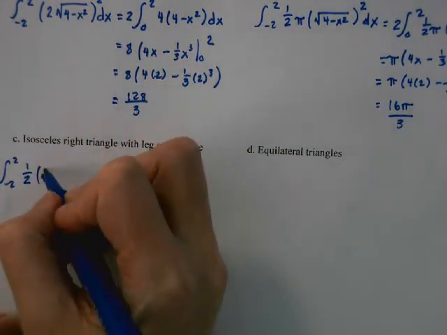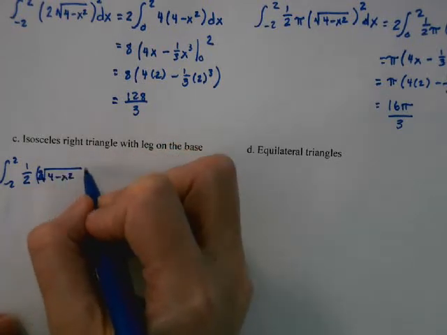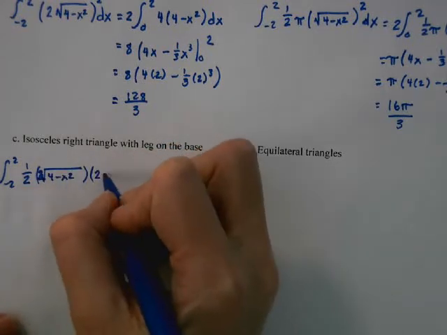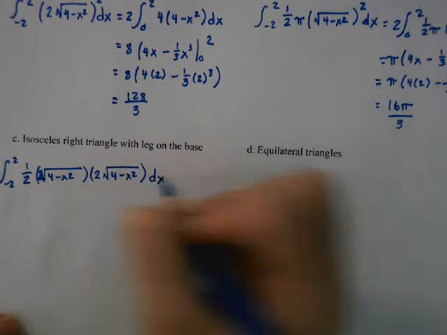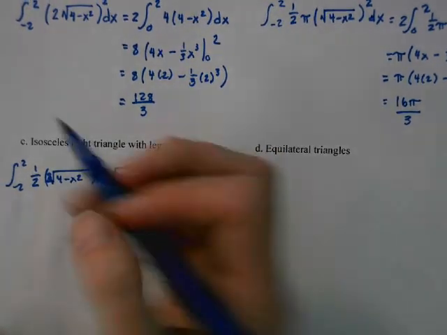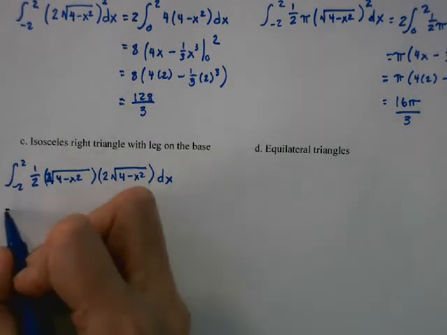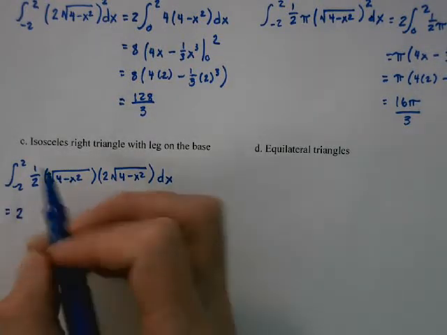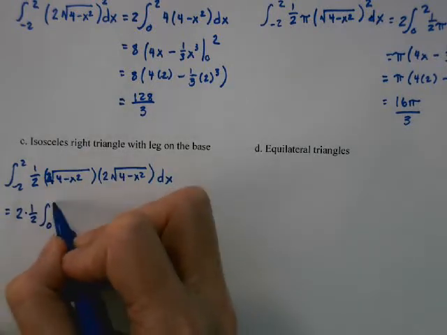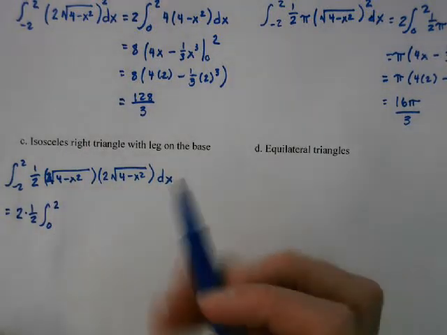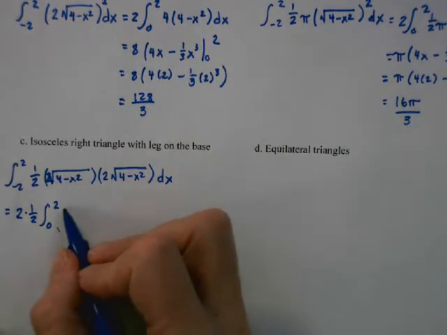The base is going to be 2 times the square root of 4 minus x squared. The height is going to be 2 times the square root of 4 minus x squared. So this is going to be 2 times the 1/2, changing it from going from -2 to 2, to going from 0 to 2.